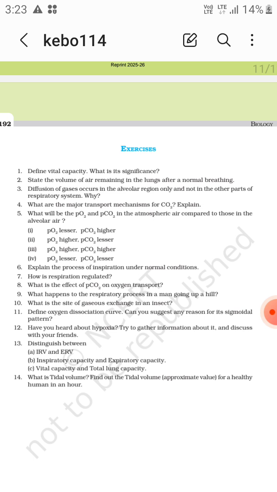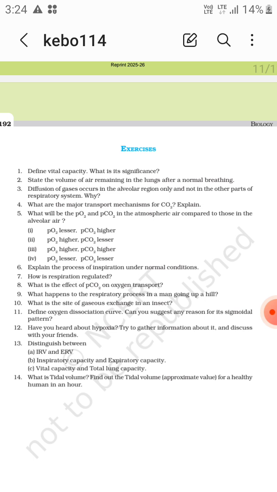Okay, now inspiratory capacity and expiratory capacity. Inspiratory capacity involves the tidal volume and inspiratory reserve volume. Expiratory capacity involves tidal volume and the expiratory reserve volume. Yeah, this is it. And vital capacity and total lung capacity.